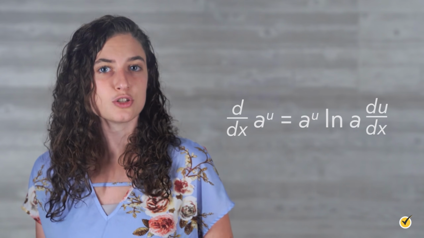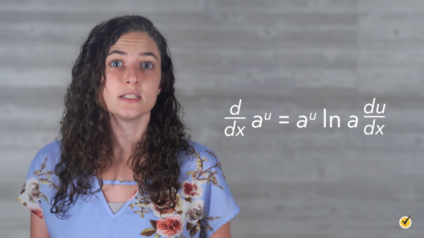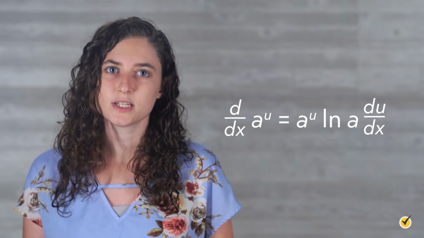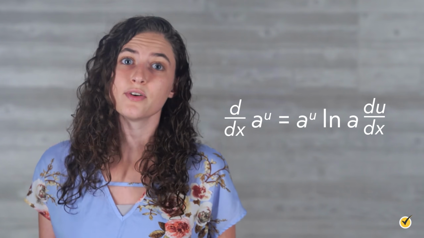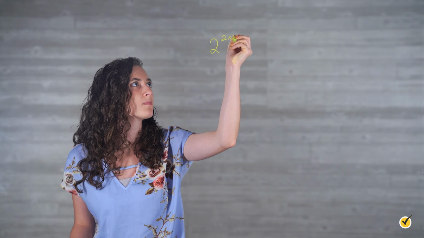Of course, if we have a function with another function in the exponent, we can apply the chain rule to this derivative formula. That would give us the derivative of a to the u is equal to a to the u times the natural log of a times the derivative of u with respect to x. Using this in an example, we can take the derivative of a function like 2 to the 2x plus 1. We can do this by following the formula and applying the chain rule.